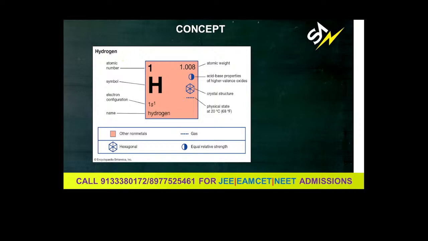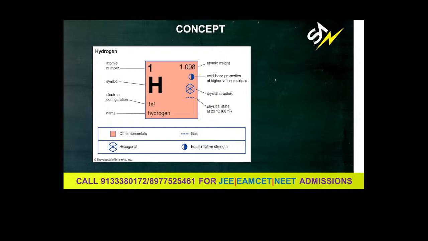So atomic number here gives us information about the electron or proton, but there is no neutron in the case of the hydrogen atom. So its atomic number is 1, and what about mass number? Its mass number is also 1.